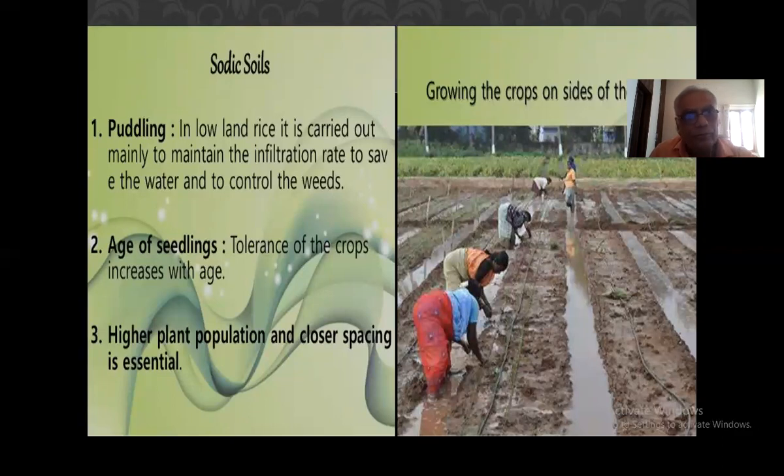Then sodic soil. Puddling in lowland rice is carried out mainly to maintain the infiltration rate, to slow the water, and to control the weeds. So why are we doing the puddling operation in a rice field, particularly in lowland rice? Because a rice crop wants standing water. So we make the soil hard with the puddler operation. Now either tractor-drawn puddler operation or cultivator is there, so you can control it. And when there is water present in the lowland area, you will also not find weeds. And the rice crop requires the maximum water as compared to other crops.